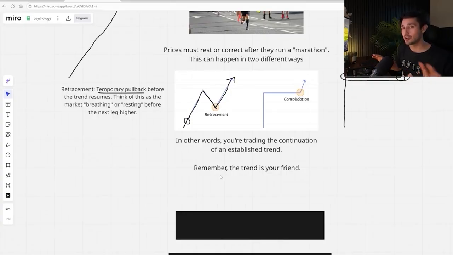I'm not saying don't take reversals. I'm not saying you shouldn't have a reversal strategy in your plan. I do. I actually like taking reversals. I don't usually gravitate towards them, but I do have a reversal strategy within my trading plan. However, I always prefer to trade with the trend because it's much easier.